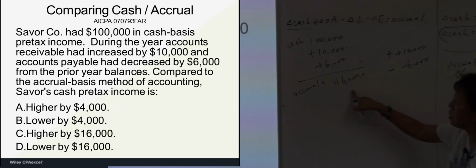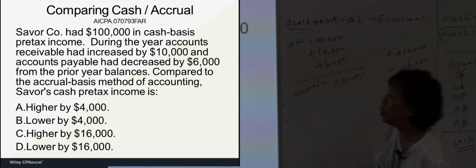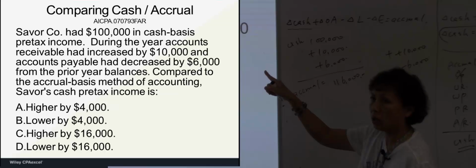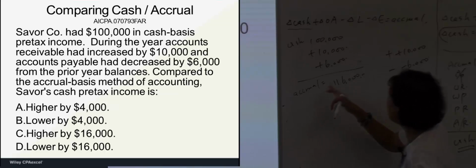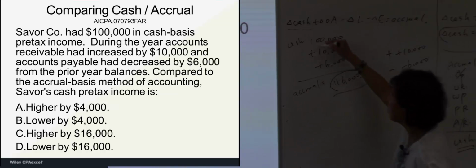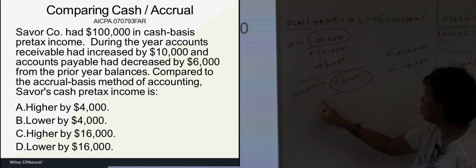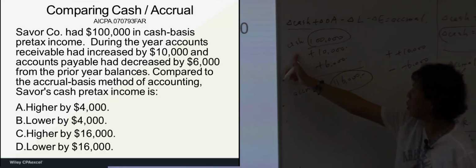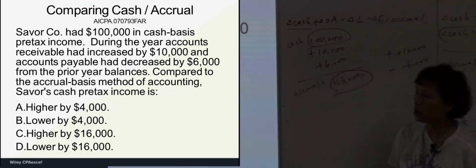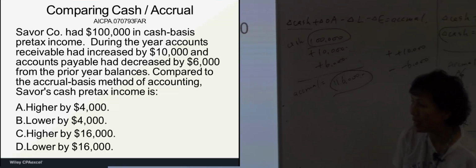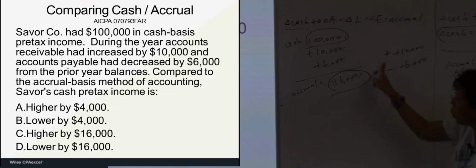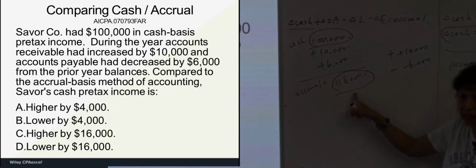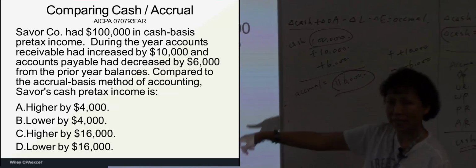Okay. This is not the answer. The question is asking you to compare to the accrual amount. The cash amount is either higher or lower by how much? Okay. So accrual amount is this much. Cash amount is only 100,000. Compared to accrual amount, is cash amount higher or lower? Lower. Lower by how much? 16,000. So which answer is correct? D, right? D, lower by 16,000. This one is lower than this one by 16,000. Got it? Yeah. So the answer is D.